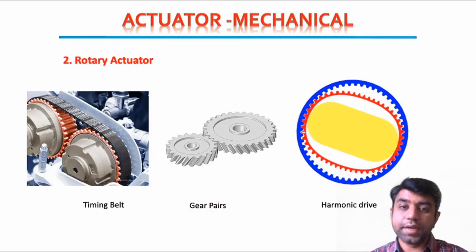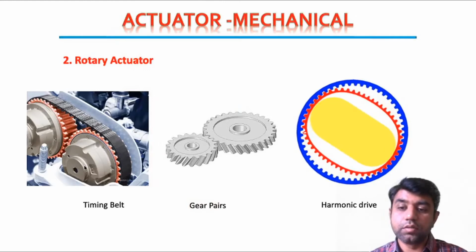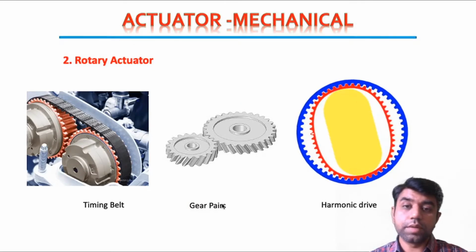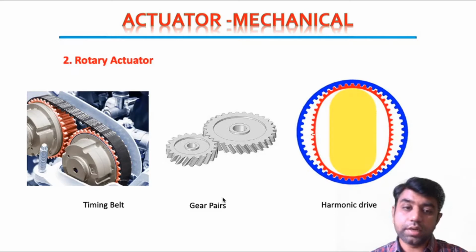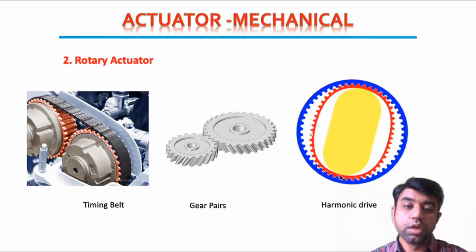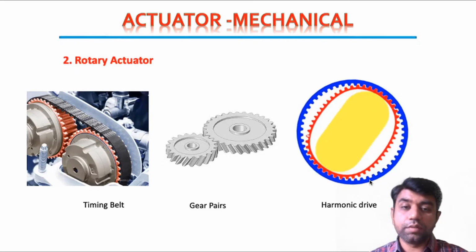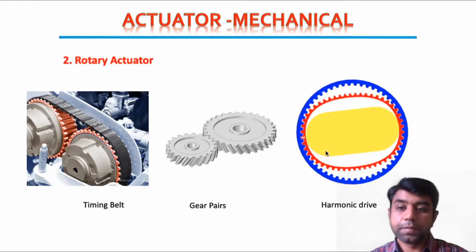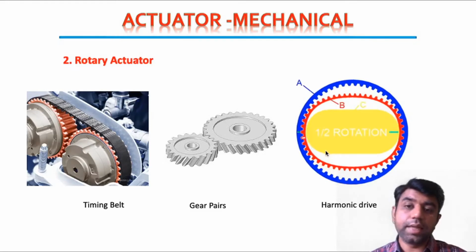Second one is the rotary actuator. If you want to get rotary motion, then we can use a timing belt. We can use gear mechanisms, maybe a spur gear, helical gear, any of the gear mechanisms. We can have harmonic drives where we want a higher speed reduction ratio. So these are the basic mechanical elements used for power transmission either linearly or in the rotary way.